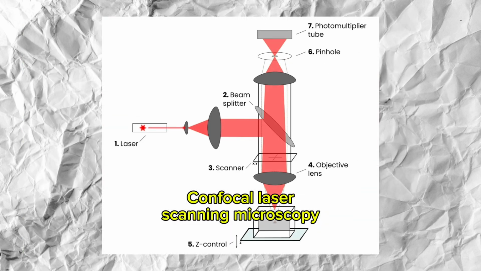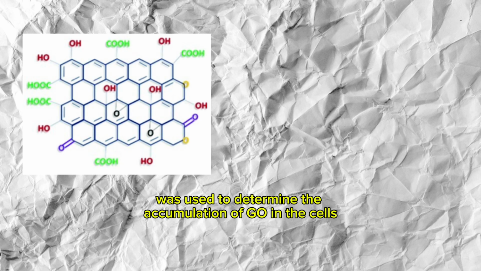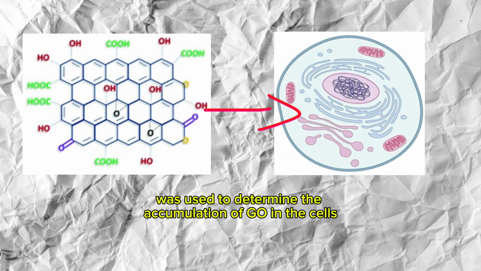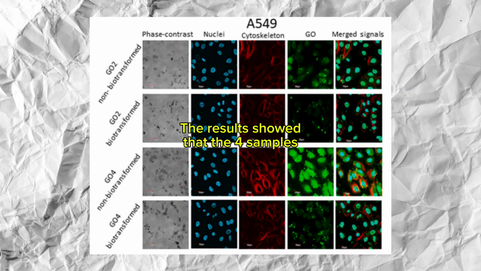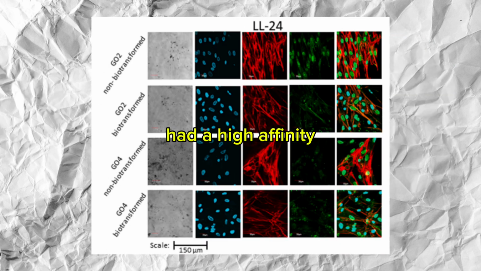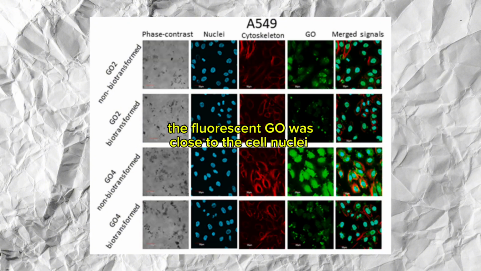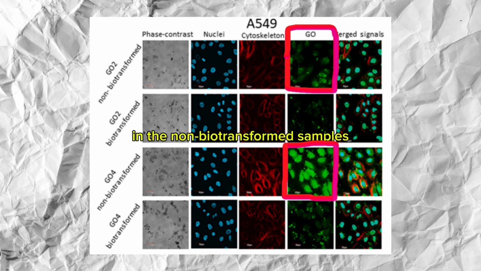Confocal laser scanning microscopy was used to determine the accumulation of graphene oxide in the cells. For this purpose, the particles were modified with FITC. The results showed that the 4 samples had a high affinity for both cells. The fluorescent graphene oxide was close to the cell nuclei, and the intensity of the fluorescence signal for graphene oxide was higher in the non-biotransformed samples.